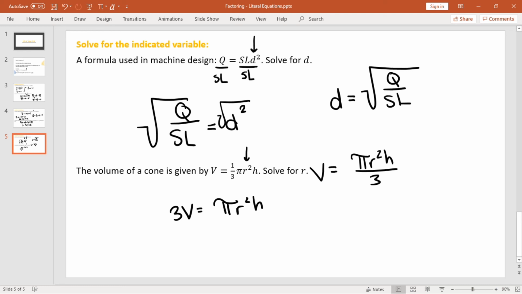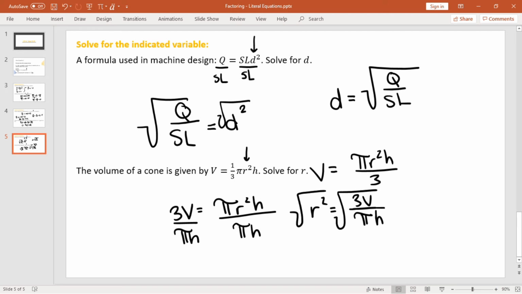I want to isolate r, so I'm going to start by dividing, undo the multiplication before you undo any squares. And then I'm going to proceed, and notice I'm flipping back and forth, left and right, that's fine, as long as I don't change the values. Take that last step, get the root, and then you have your final rearranged formula.